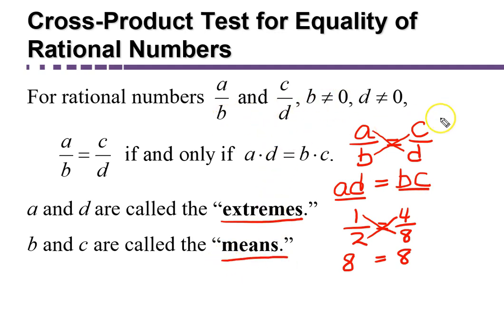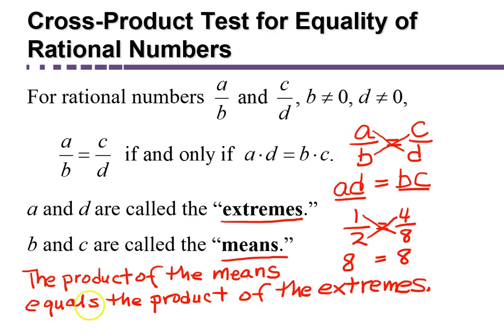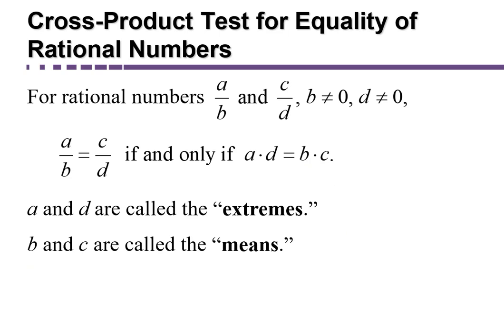And the statement we often use is this: the product of the means equals the product of the extremes. Remember, product is multiplying factors, and we've defined now the extremes and the means, and we've given you a simple proof. Now this is a technique we will be using in this course. So let's go on.